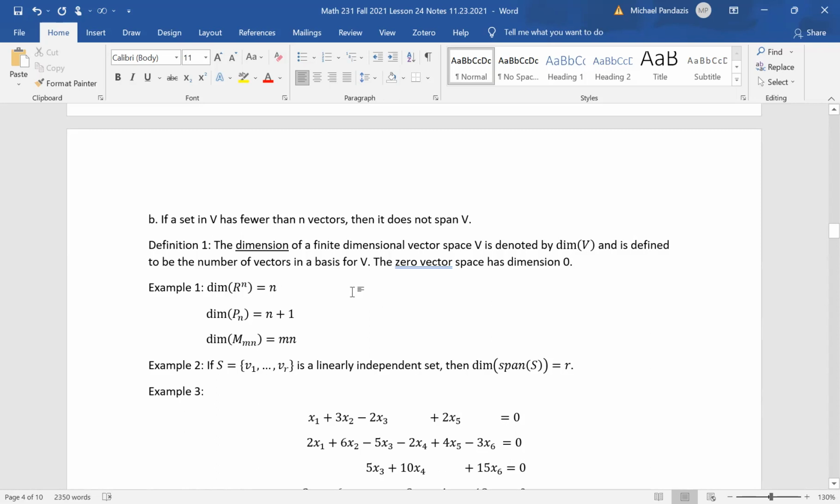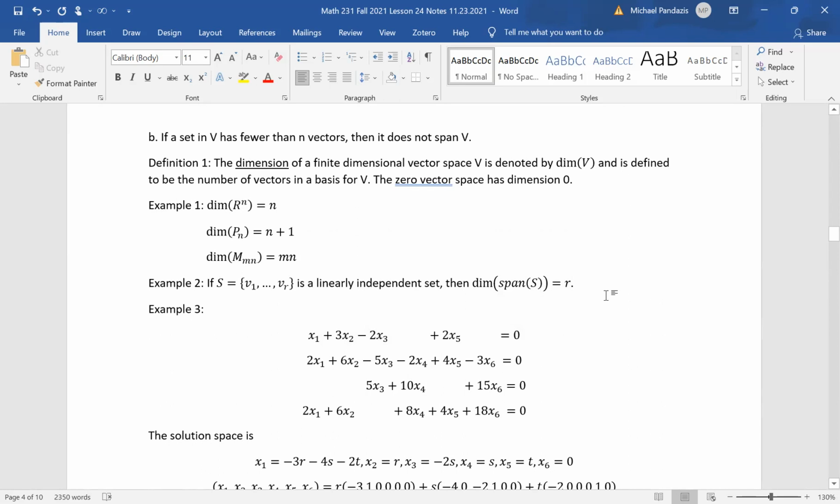Example 1. The dimension of R^n is n because any basis for R^n has exactly n vectors, so the dimension of it is n. The dimension of P_n is equal to n plus 1 because any basis for P_n has n plus 1 vectors in it. The dimension of M_mn is m times n because any basis for M_mn has exactly m times n vectors in it.